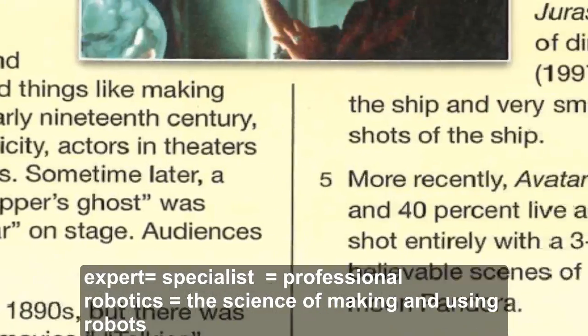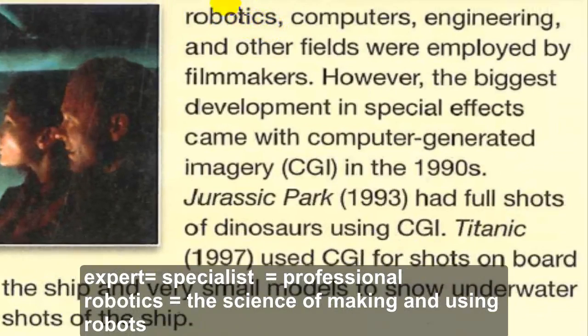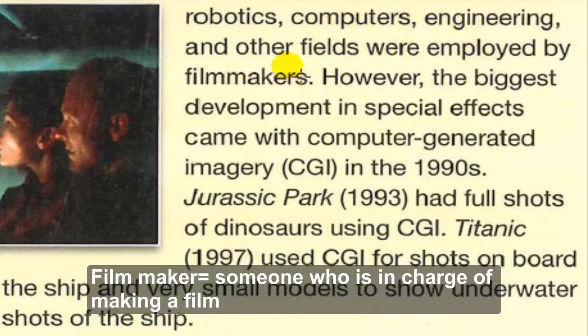Experts in robotics, American, British robotics. Experts means professional people who have experience. In robotics, computers, engineering, and other fields were employed by filmmakers. The people who are responsible for making films employ, hire, use experts, professional people who have experience in robotics, computers, engineering. However, the biggest development in special effects came with computer-generated imagery.